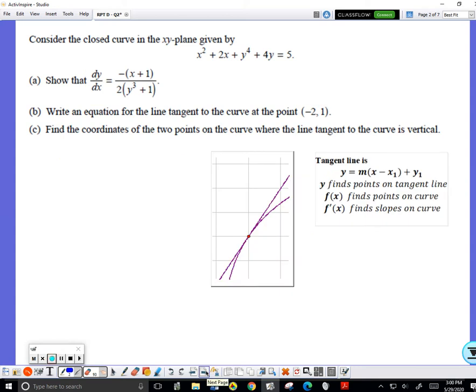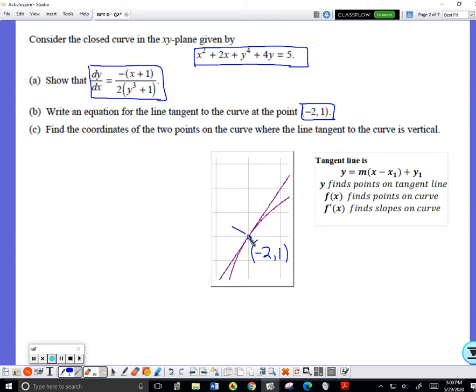Write an equation for the line tangent to this curve. So this is our equation for finding points on a curve. We already have the points, we just need the slope. This is the equation for finding the slopes on that curve. So our point is at negative 2, 1. We need the slope right there. That slope is the same thing as dy/dx at negative 2, 1. So go find that.